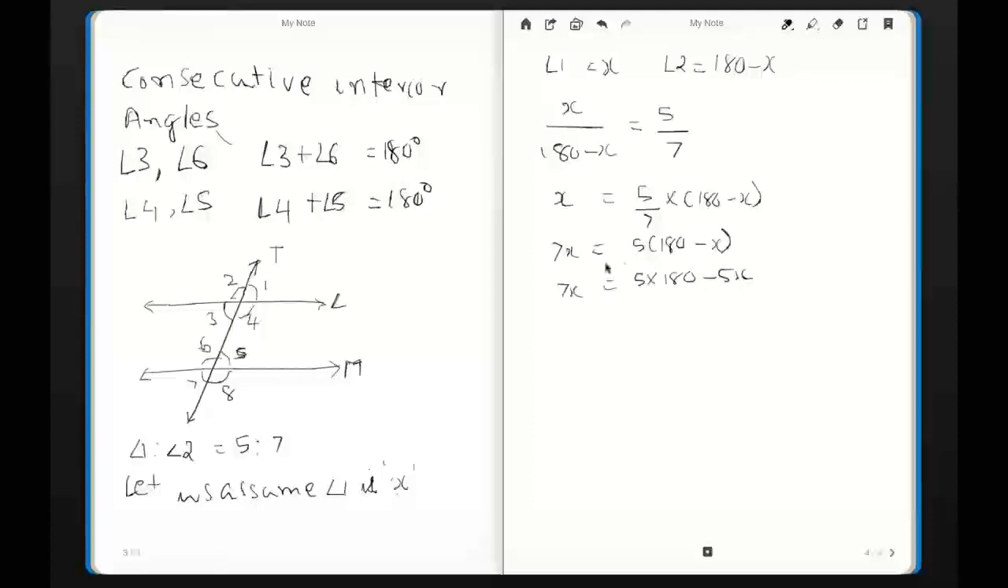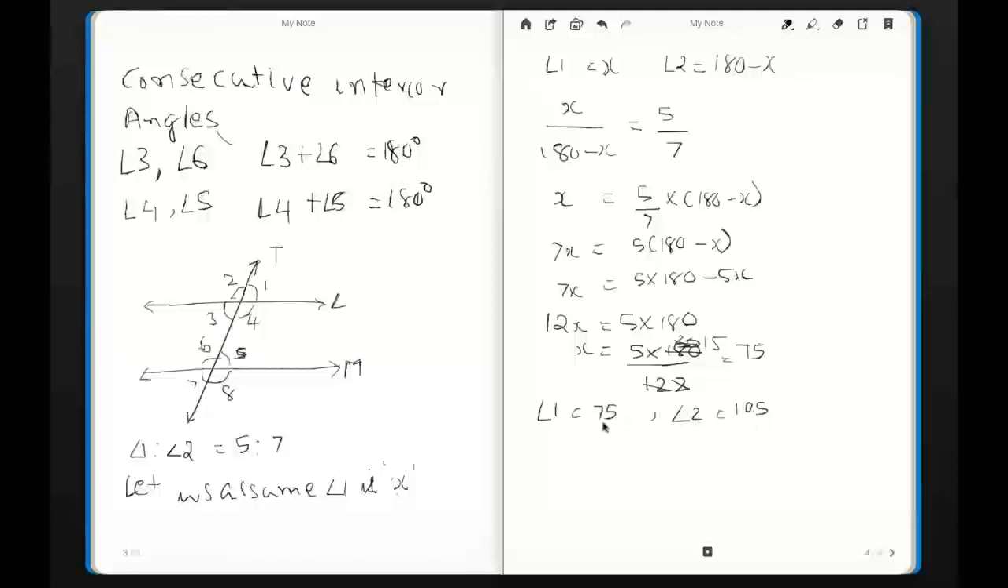Then I can take this 5x on this side, transposition, so it becomes 12x equal to 5 into 180, and I divide both sides by 12. Then I can cut this, I make it 6, and this makes 30, then I can cut the 2 against 30 and make it 15, so x is 75. So angle 1 is 75, and if angle 1 is 75, then what is angle 2? Angle 2 is 180 minus 75, which is nothing but 105.